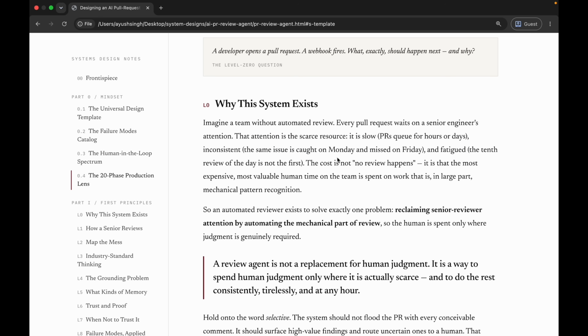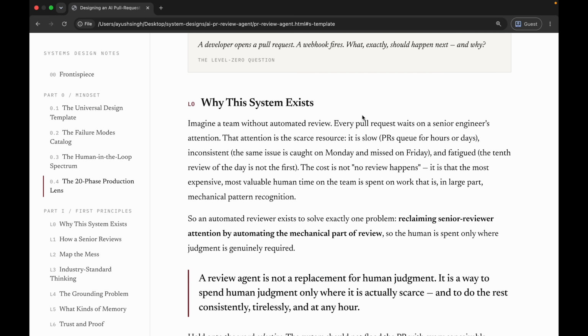If you notice, the issue is all about the senior engineer. And this is one such example. There can be multiple examples, but in this example, it was a senior engineer's point of view that, hey, I want to reclaim my time. Even if there are multiple engineers, there can be inconsistency, there can be fatigue, it can be slow, and the cost of no review can be extremely huge.